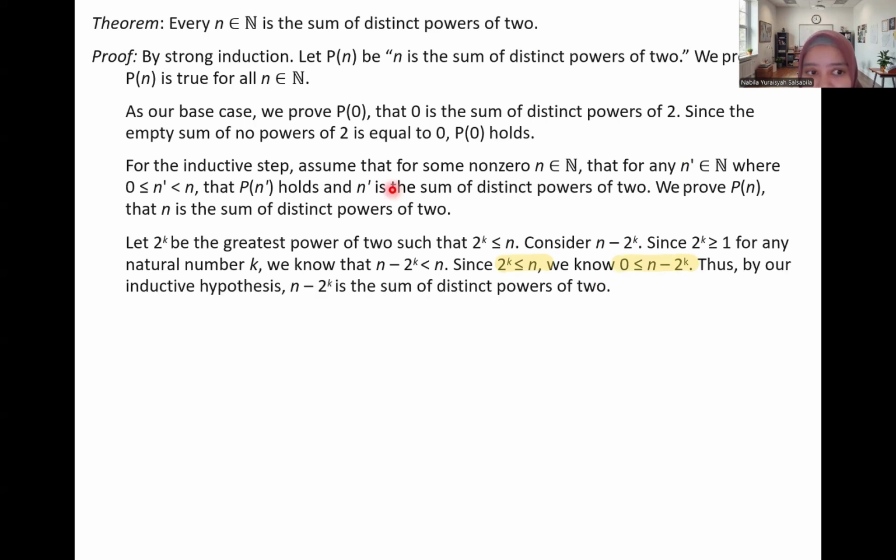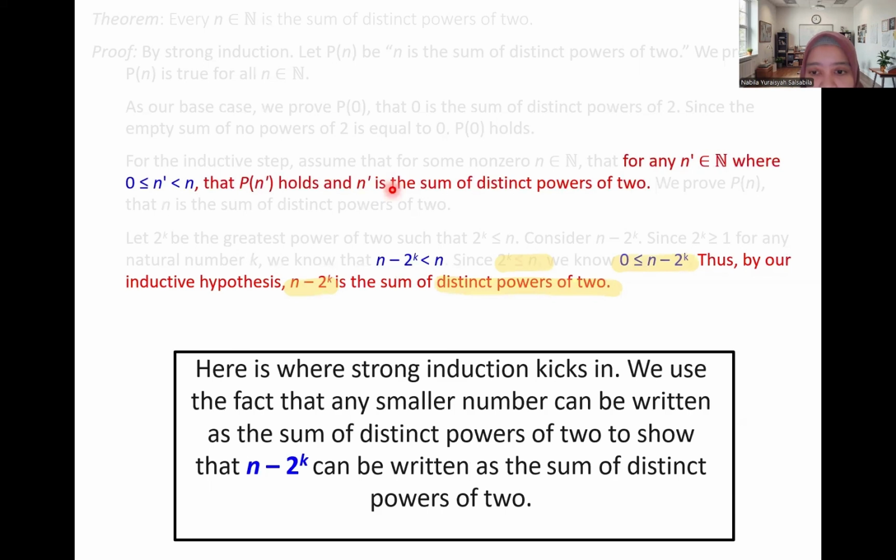Okay, so by induction, n minus 2 to the power of k is the sum of distinct powers of 2. So we use the fact that any smaller number can be written as the sum of distinct powers of 2 to show that n minus 2^k can be written as the sum of distinct powers of 2.